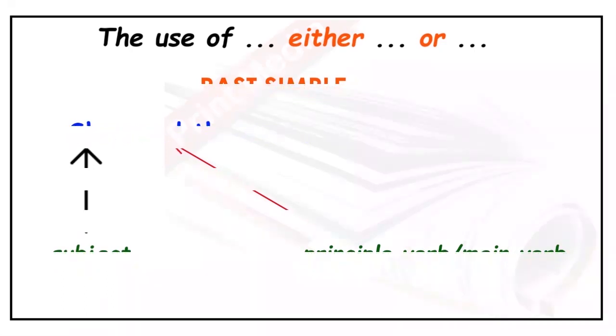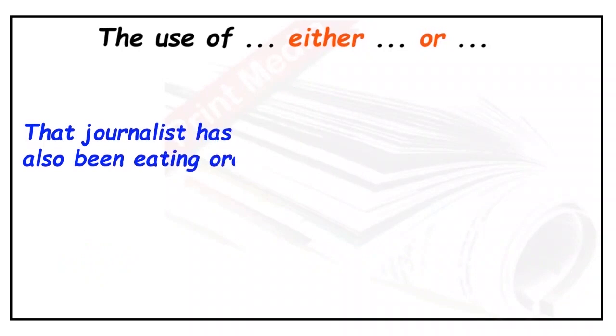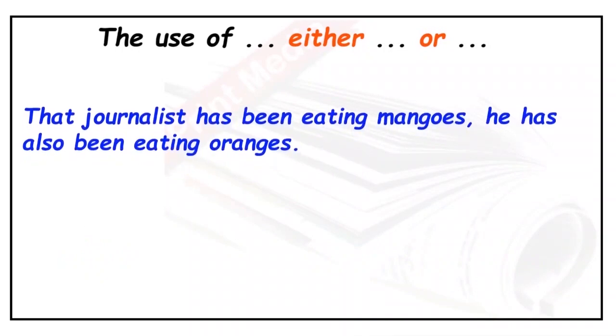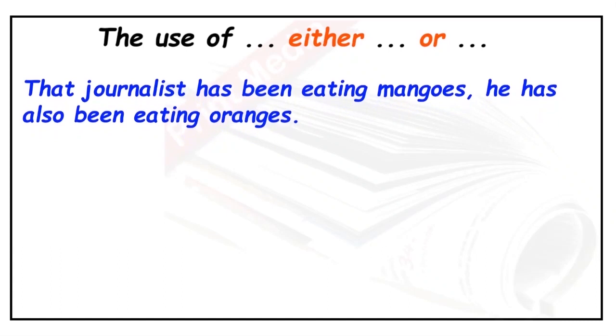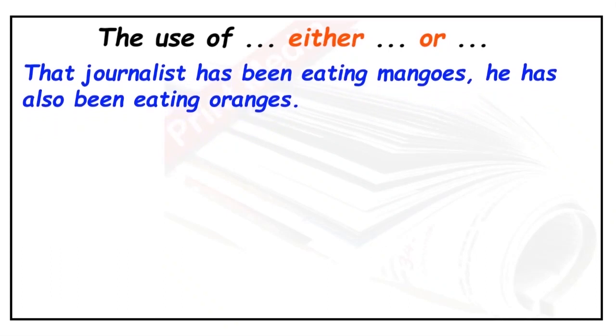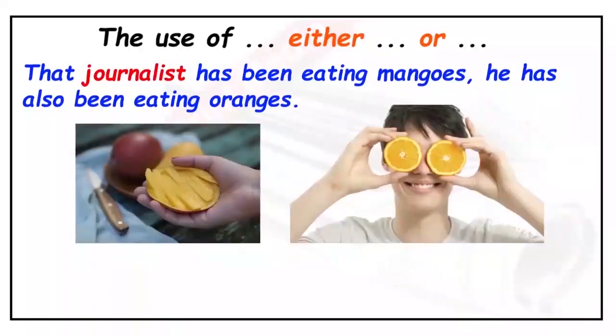The second example goes, that journalist has been eating mangoes. He has also been eating oranges. So we are dealing with the same journalist. It is the same journalist in the first statement and also the same subject in the second statement. So it is one person, one subject, one doer of the action, but doing different things, having different opinions, different items, different things.